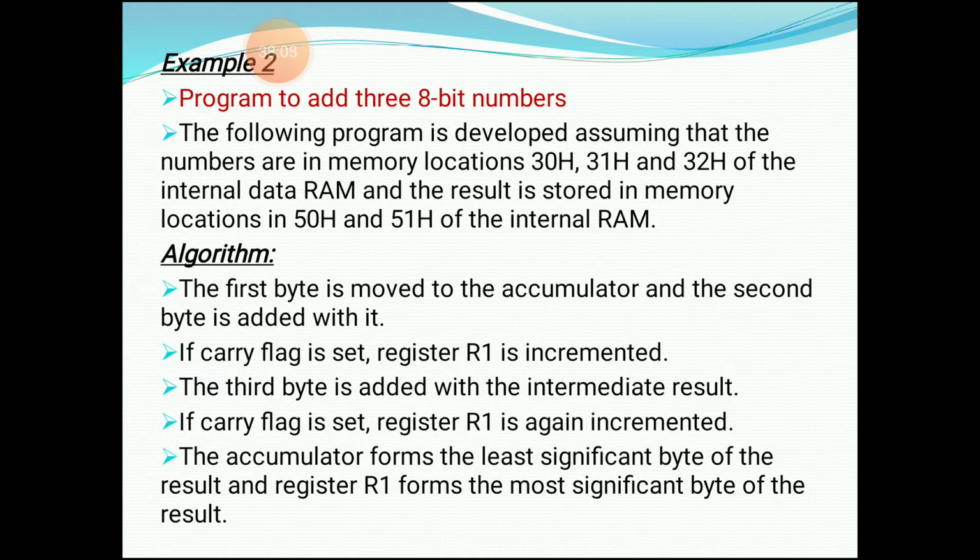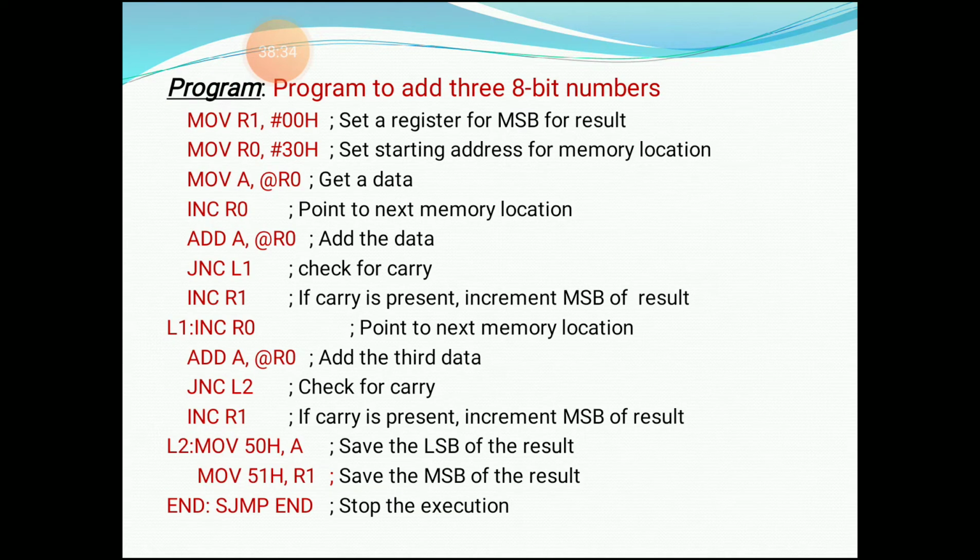Now let us see the algorithm for this program. The first byte is moved to the accumulator and the second byte is added to the accumulator value. If the carry flag is set, register R1 is incremented. After that, the third byte is added to the intermediate result, that is the addition of the first 2 bytes. If the carry flag is set, increment R1 again. Now the accumulator forms the least significant byte of the result and register R1 forms the most significant byte of the result. So this is the program to perform the addition of three 8-bit numbers.